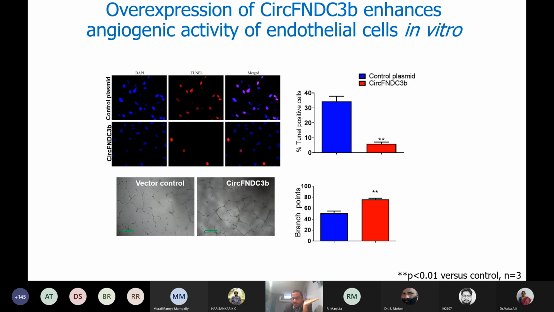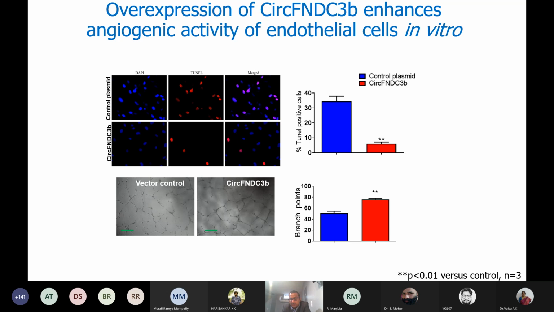So next we asked, endothelial cells form tubes in vitro. So we did an in vitro angiogenesis assay where we put the endothelial cells on the Matrigel, and they form these beautiful tubes just like you see here. So we wanted to see whether overexpression of this circular RNA has any effect on the tube formation assay. And to our surprise, we found that overexpression of this circular FNDC3B significantly improved it. If you look at the controls and FNDC3B treated endothelial cells, there's a clear difference. And in this bar graph we plotted for the branch points, there's a significant increase in the tube formation ability of endothelial cells when this circular RNA was overexpressed.